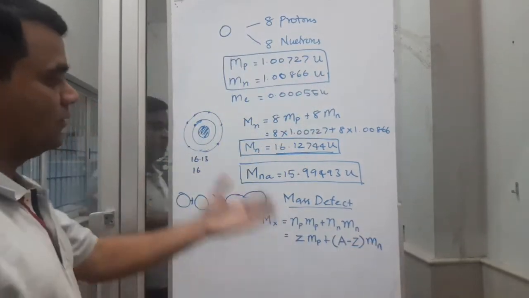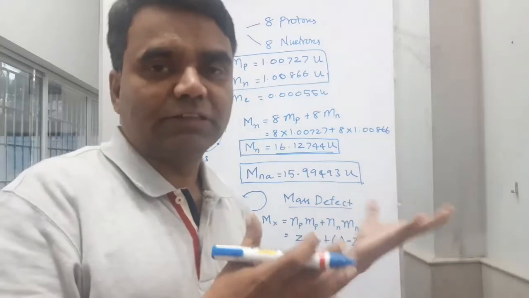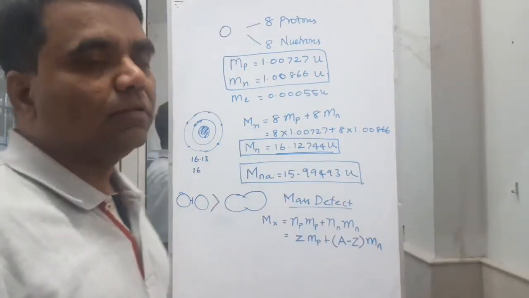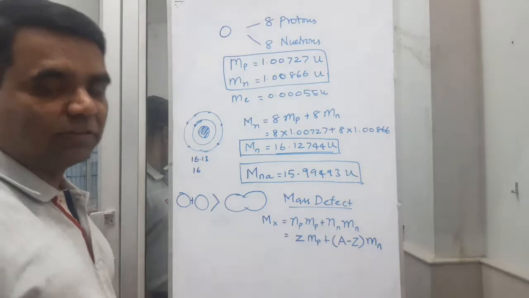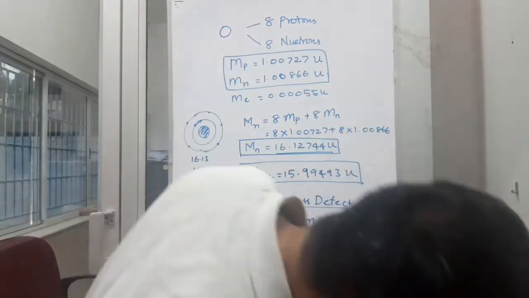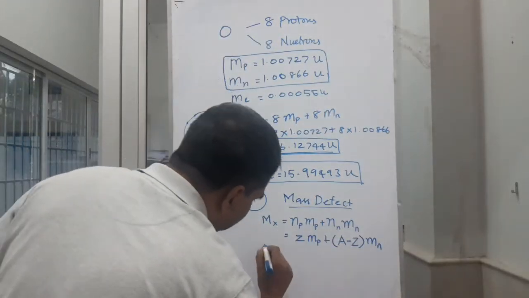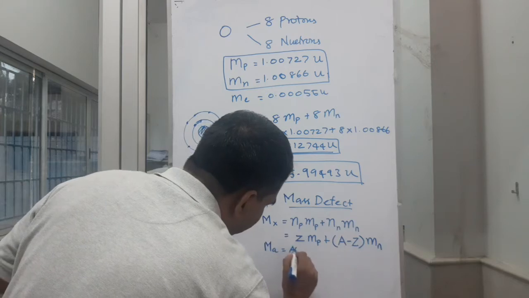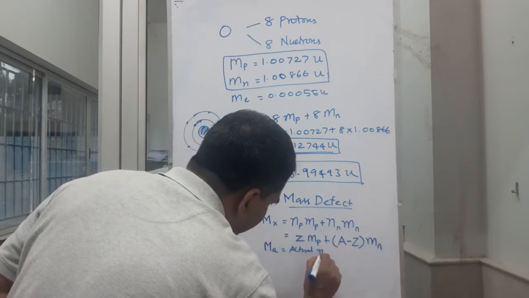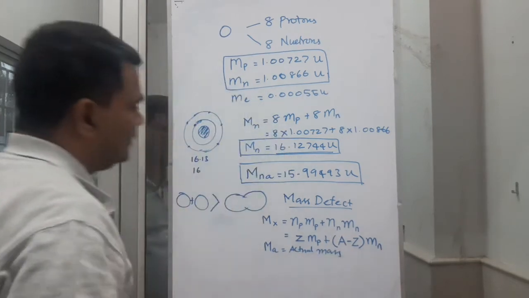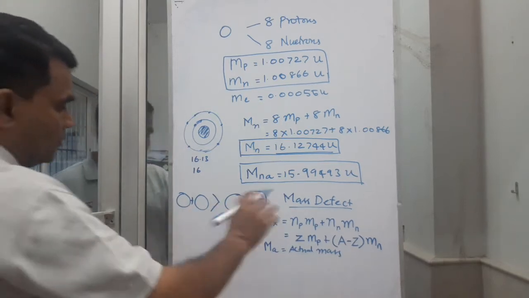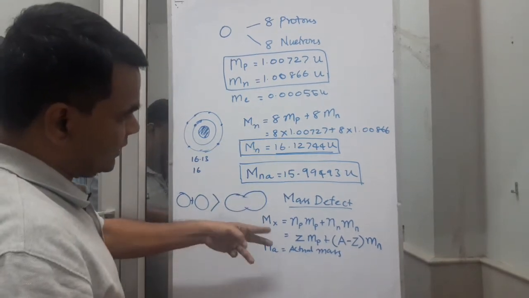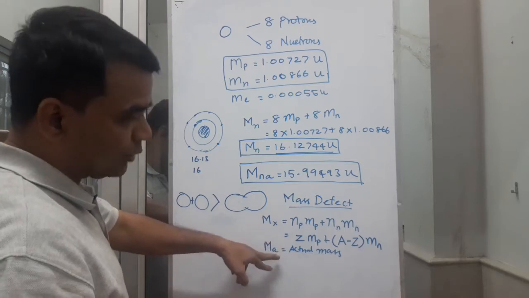So this is the theoretical mass, the mass we expect in the nucleus. Then there is this actual mass, which I'll call MA, the actual mass. So the mass defect is the difference between these masses, what you expect to have and what you actually have.